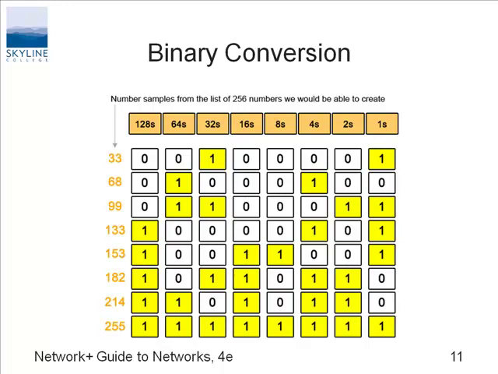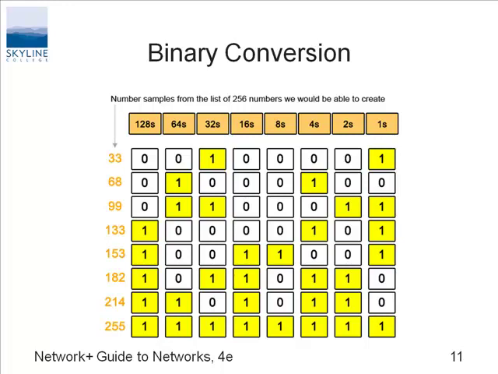Okay. What does this placeholder represent? 1. What's 1 times 1? 1. What does this placeholder represent? 2. What's 0 times 2? 0. Good. What does this placeholder represent? 4. What's 1 times 4? 4. And this one represents? 8. But it's got a 0, so it'll be 8 times 0, which is 0. And this one is 16. And this one is 0. And this one is 64.